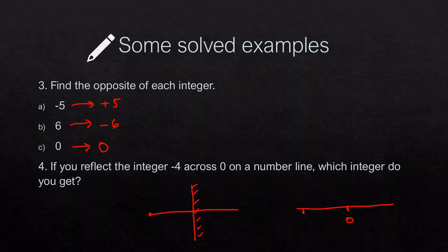So here it is -4, then where will be the point where the distance will be the same? It will be on +4. So the answer is the integer +4.